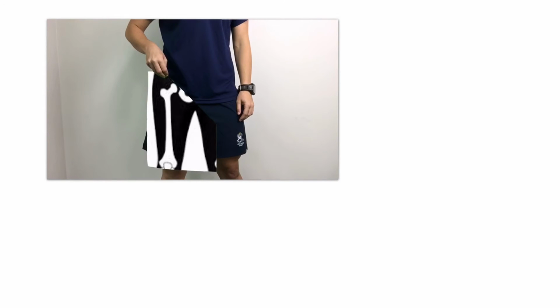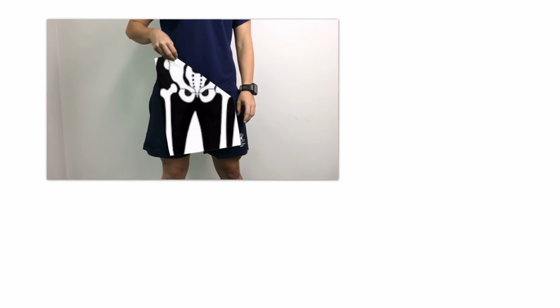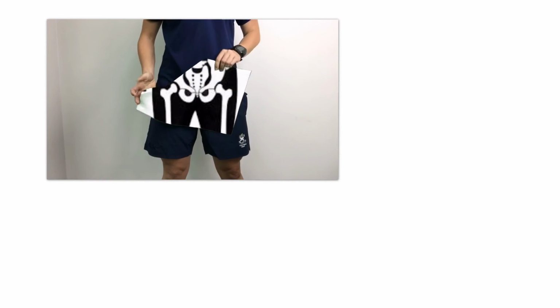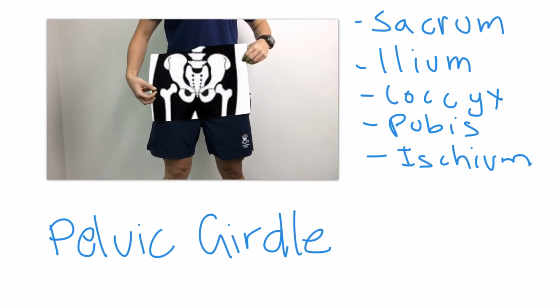Moving across the body, we come to what we call the pelvic girdle. The pelvic girdle is comprised of 5 parts. We have the sacrum, which is where the spine attaches to the girdle. We have the ilium, which is the top of the pelvic girdle. The coccyx, otherwise known as our tailbone. The pubis, which is the point at the front here in which the girdle connects. And then the ischium, which is the bottom end of the girdle.